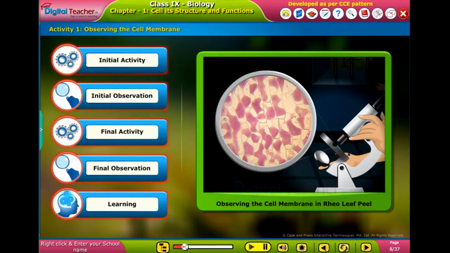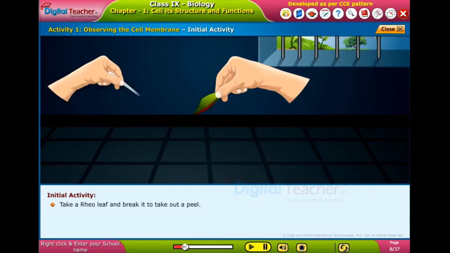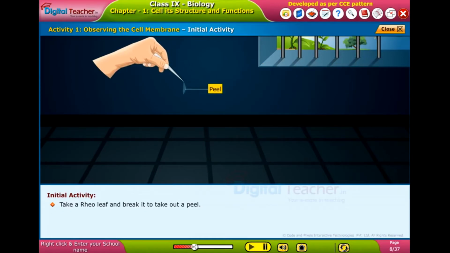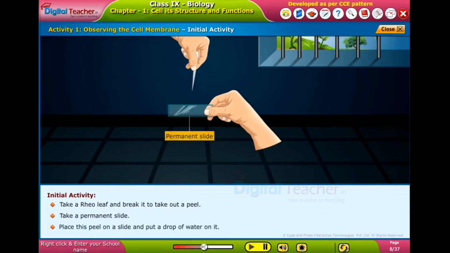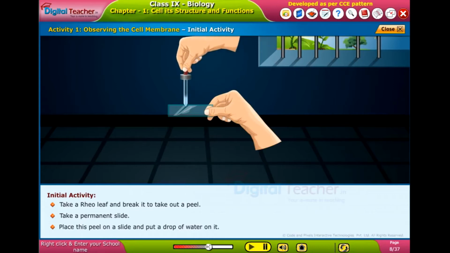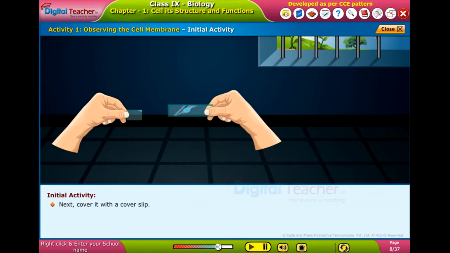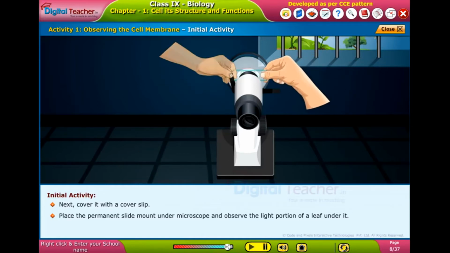Here, let us perform an activity to observe the cell membrane in real life. Click each tab to know more. Take a Rheo leaf and break it to take out a peel. Take a permanent slide. Place this peel on a slide and put a drop of water on it. Next, cover it with a cover slip. Place the slide under a microscope and observe the light portion of a leaf under it.